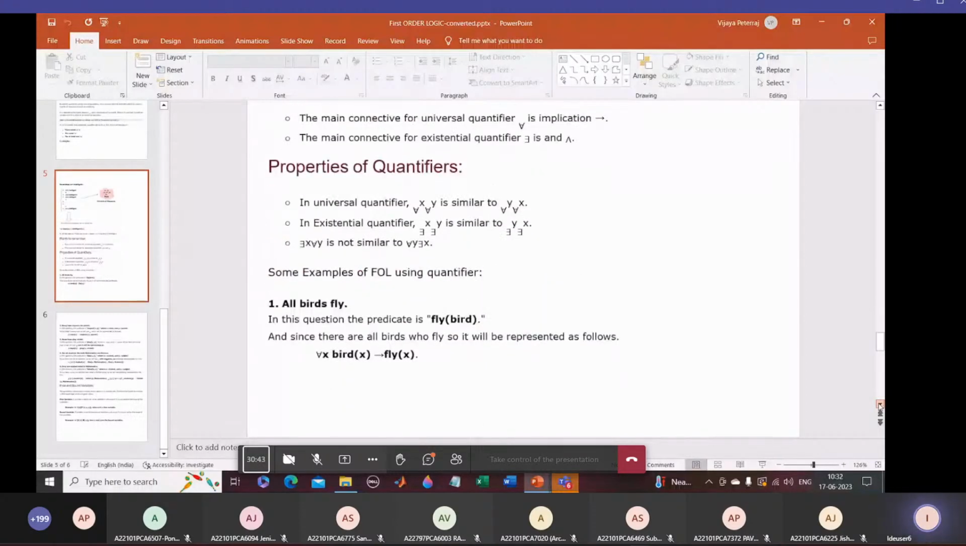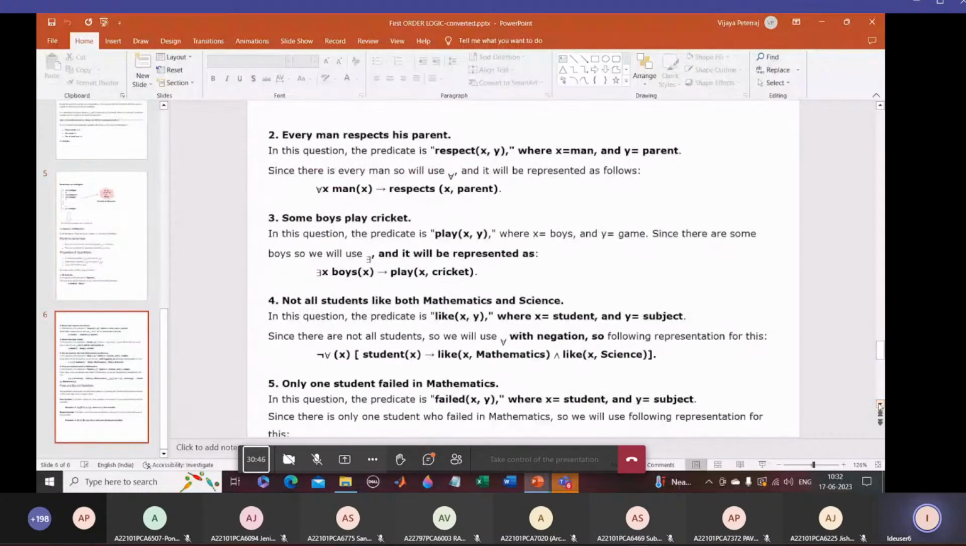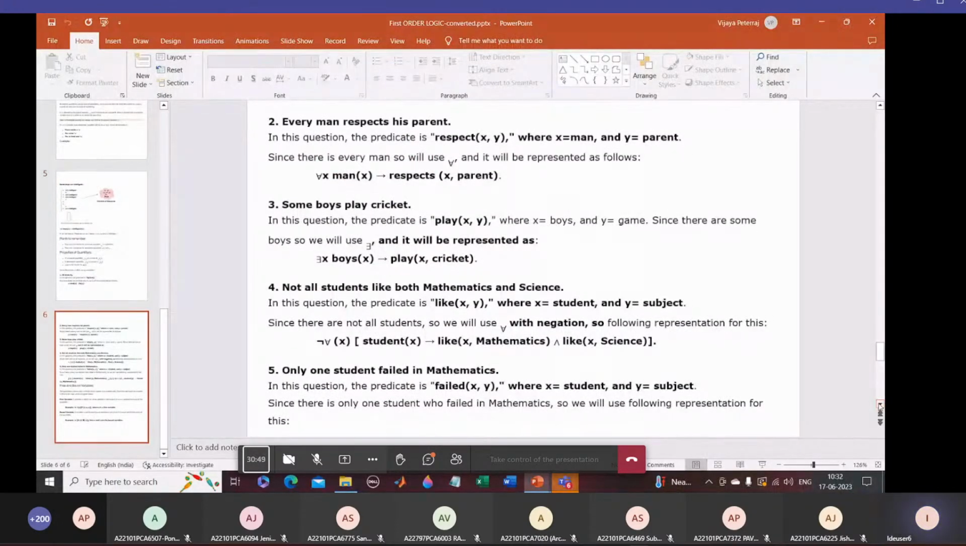So this is the example. Look into this next one. Every man respects his parent. Every man, so X is taken as a man, Y is taken as a parent. You have to mention all that. X is a man. So you are saying every man. It means all men. Am I right? So for all, you have to put inverted A. So X is a man, for all men. So respect X comma parent. Here you are resembling all men, all or every. So every man respects parent.